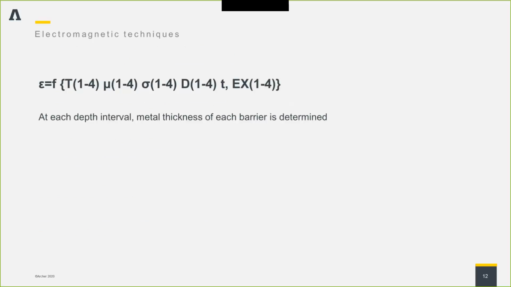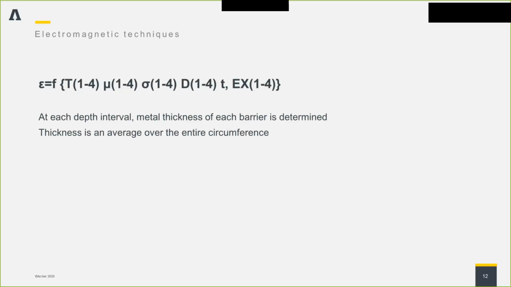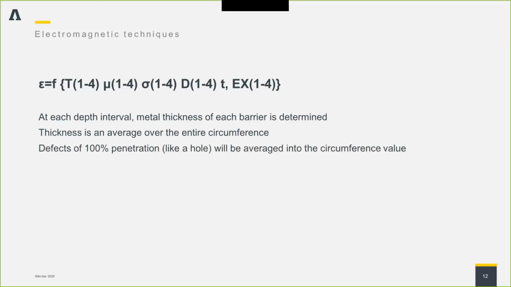So at each depth interval, the metal thickness of each barrier is determined. This thickness, very important to remember, is an average over the entire circumference. So it's an average thickness of all the metal over that depth sample. So if we have defects like 100% penetration, like a hole, that's going to be averaged into the circumference value.